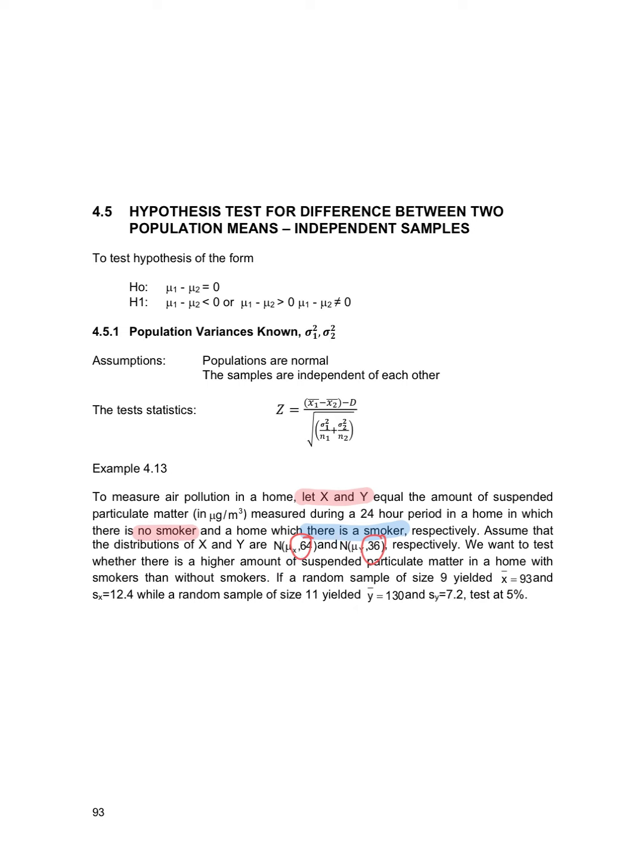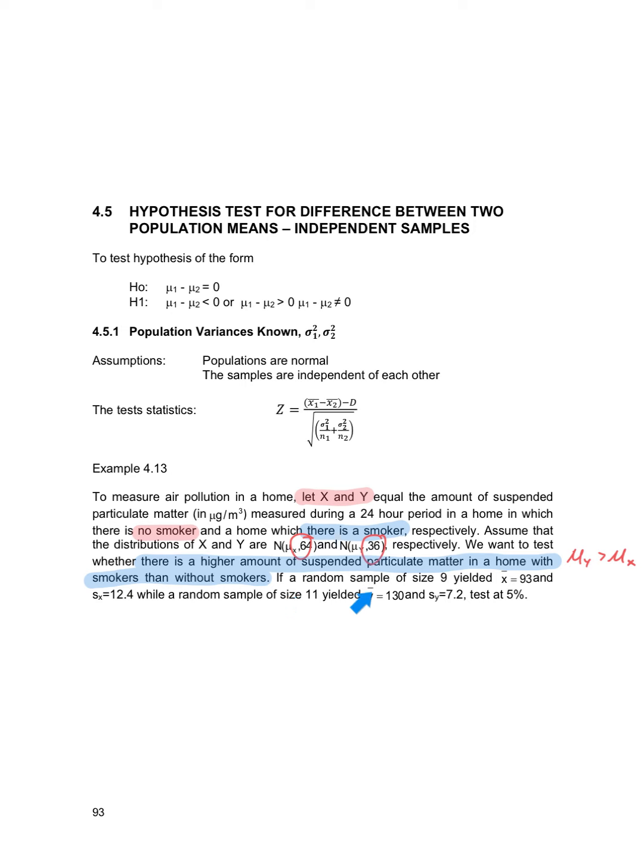We want to test whether there is a higher amount of suspended particulate matter in a home with a smoker than without a smoker. Let me highlight this: whether there is a higher amount of suspended particulate matter in a home with a smoker than without a smoker. So what we want to test is whether mu Y is greater than mu X, that is, the home with a smoker is greater or higher than the home without a smoker.